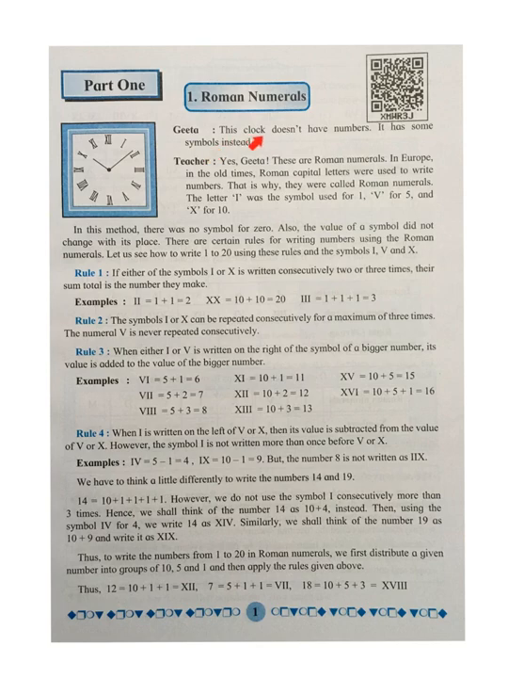Geeta says, "This clock doesn't have numbers, it has some symbols instead." Geeta looked at this clock over here and asked her teacher about it. It looks different because the clock that Geeta has at her home has numbers inside it, like 12, 1, 2, 3, 4, 5, 6, like in a normal clock. But in this clock, as shown in the picture, it does not have numbers, rather it has symbols inside it.